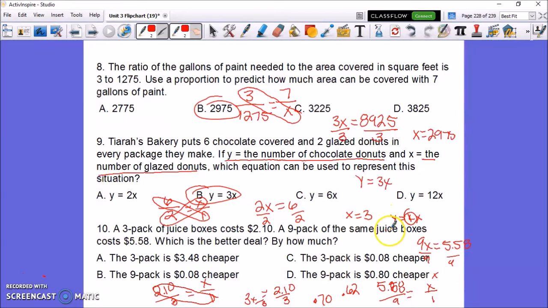So the 9-pack is cheaper because you're paying less per one, and 70 cents minus 62 cents is 8 cents. So it would be B, the 9-pack is 8 cents cheaper.